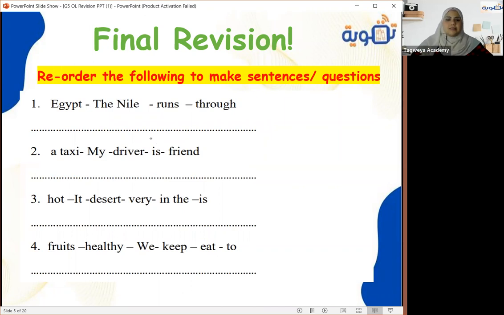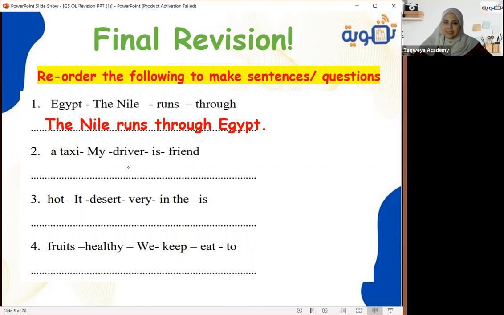Next, again, look for the capital word, and it must be a noun or a pronoun. Yes, the Nile. Exactly. The Nile, because the here is capitalized. The Nile runs through Egypt.